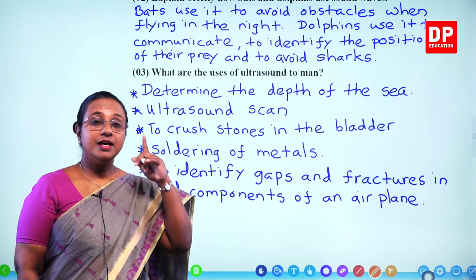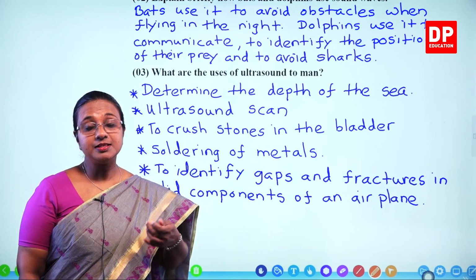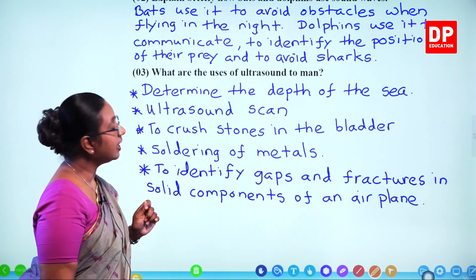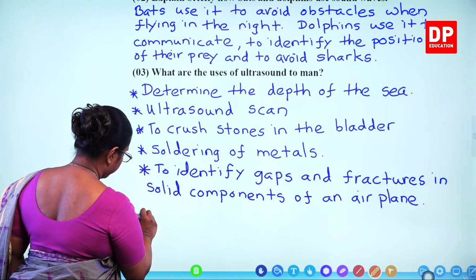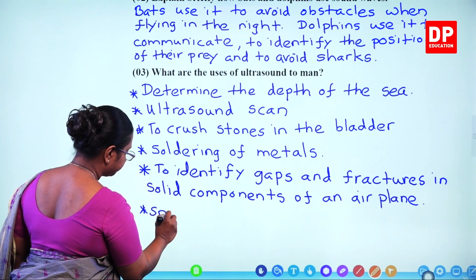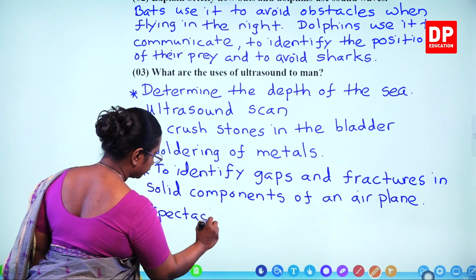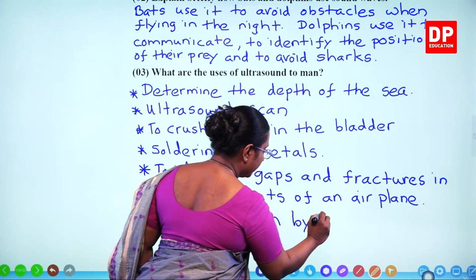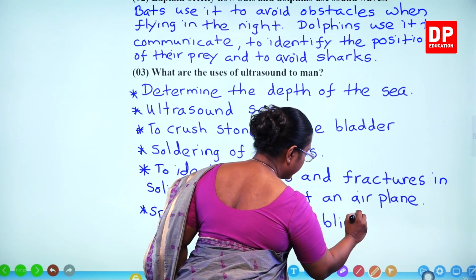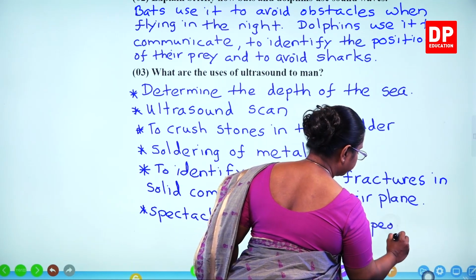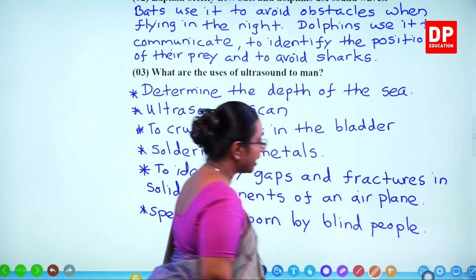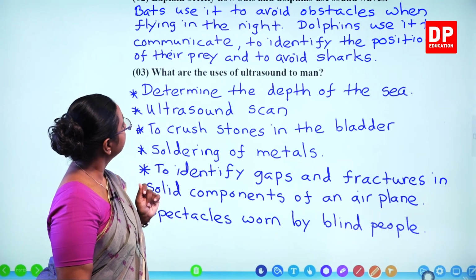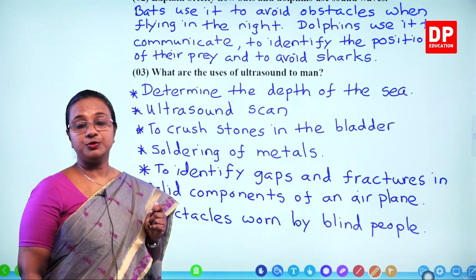Another one. It is used in spectacles worn by blind people. So they use the ultrasound. So spectacles worn by blind people. So these are special type of spectacles. So these are the uses of ultrasound to man.